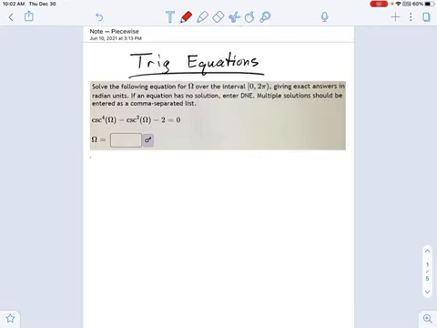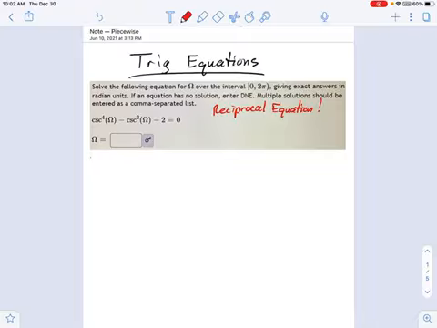Okay, here we have a nasty little beastie, a cosecant equation, which is a reciprocal equation. So that's going to be one thing to watch out for. And it's also a fourth order equation. There's an exponent of 4 in there. So we've got a bunch of things here to sort out.